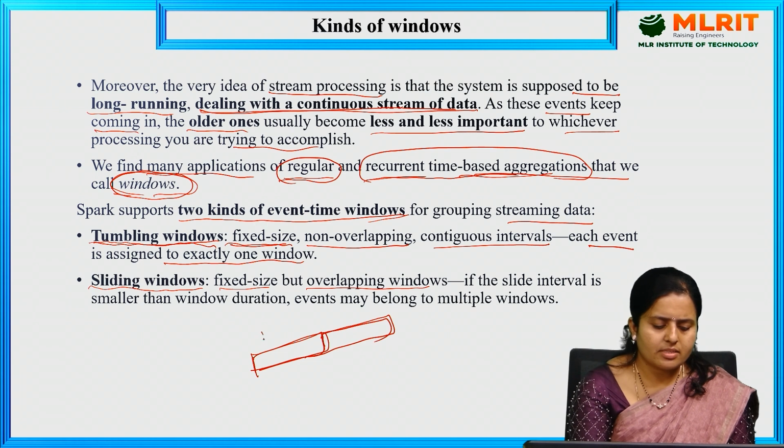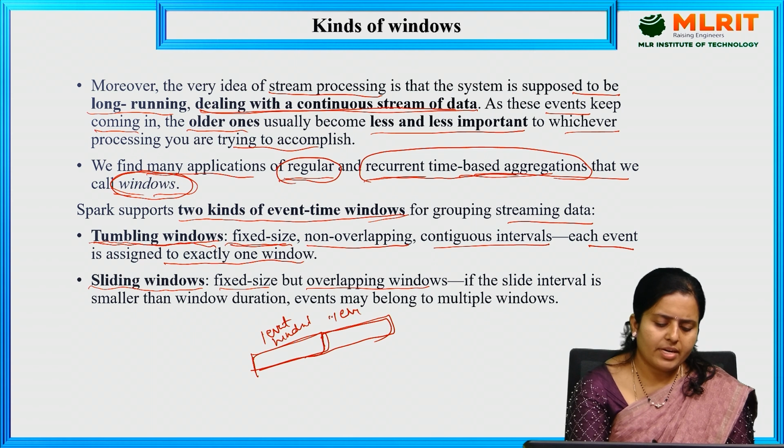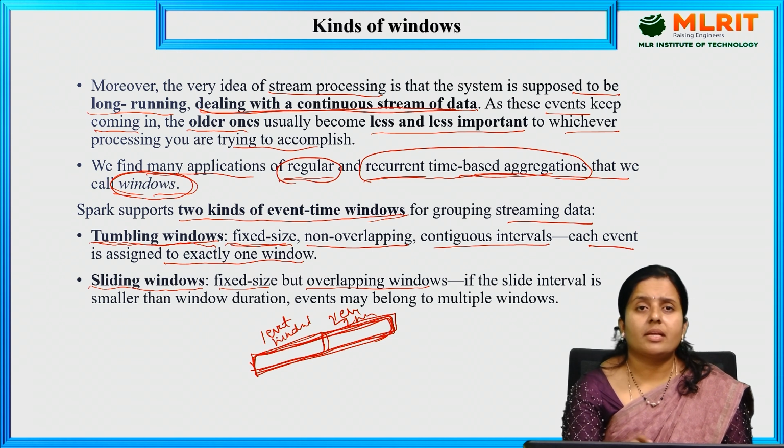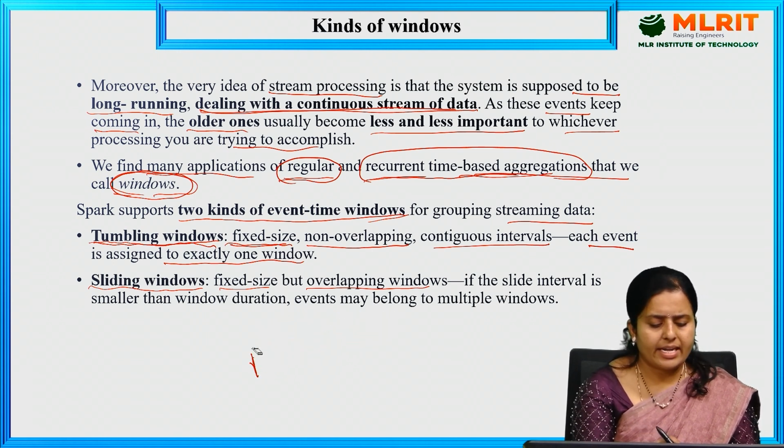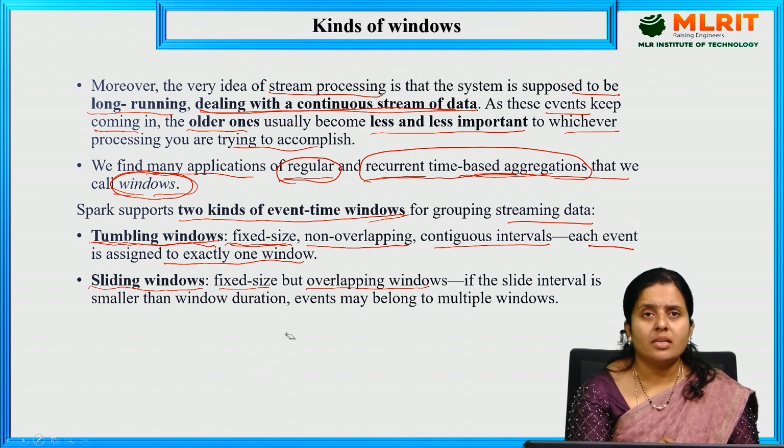Let us take this as event 1, which we can consider as window 1, and this is window 2 and event 2. There may be a chance of these two overlapping each other, which is nothing but a sliding window. As the name suggests, one window slides over another window.